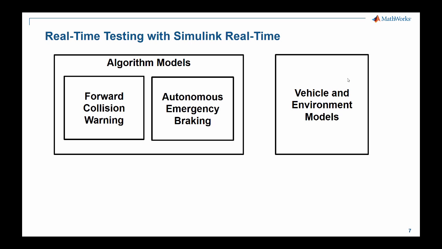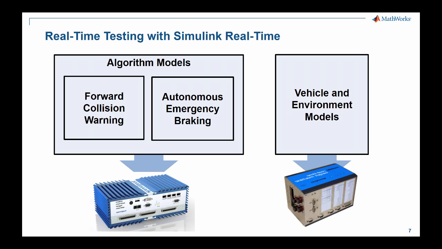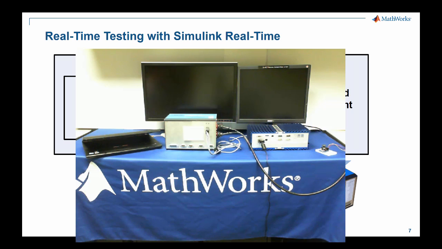In order to do this, we take the forward collision warning and the autonomous emergency braking algorithm and deploy it on one SpeedGoat target computer. Then we take the vehicle and the environment model and deploy that to the other SpeedGoat target computer. Connect these two with a CAN cable, and we have our driving simulator running in real time with CAN interfacing. Let me show you what this hardware setup looks like.